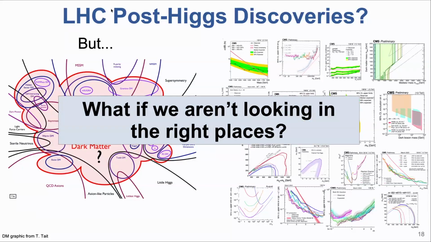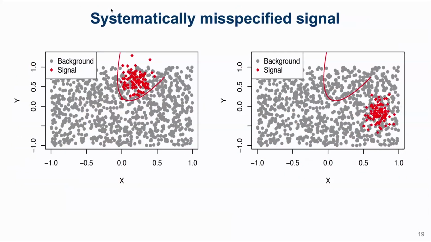So what if we're not looking in the right places and therefore missing these discoveries that could be in the data because it's so high dimensional and so vast, and we've been looking at these narrow slices? This can very easily happen: you're training your classifier to look in one region and there's some signal in some other region that you didn't think to go look for, and you just entirely miss it.